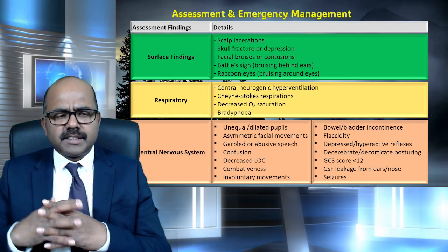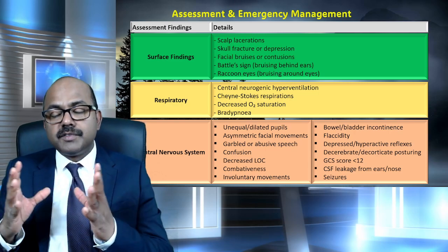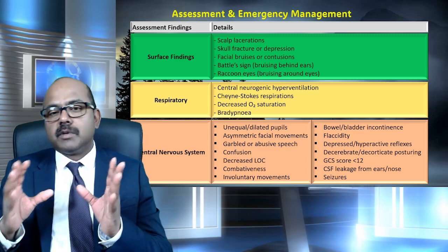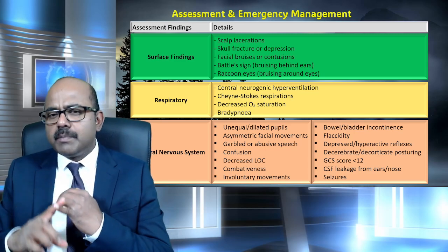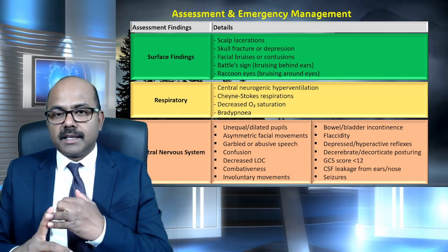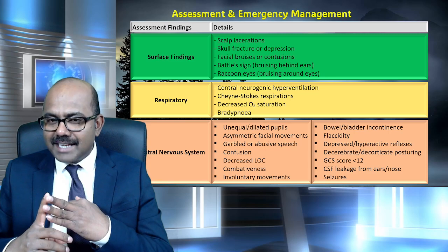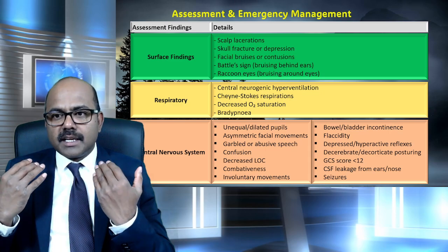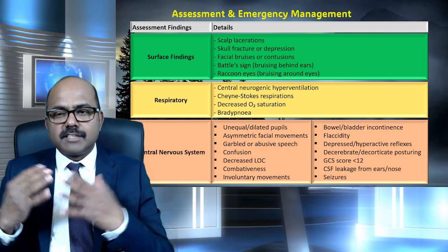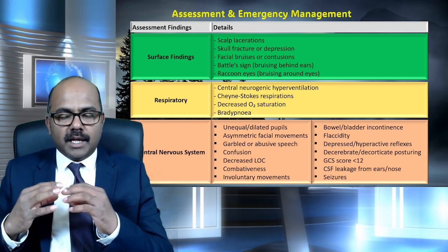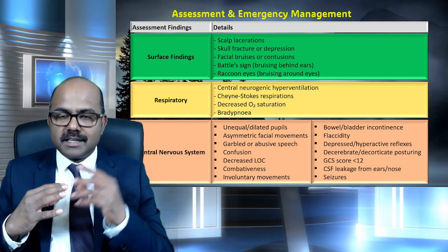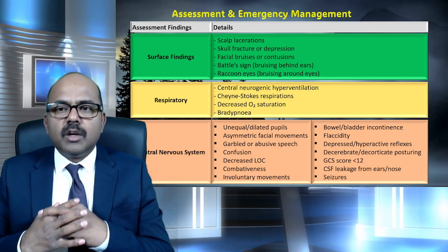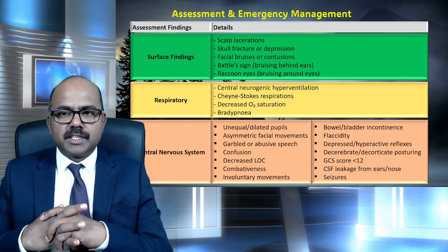When it comes to the CNS assessment, look at the pupils. Pupils give you a lot of information, especially if intracranial pressure is shooting up. If the pupils are unequal, or fixed and dilated, or not reacting to light, then that's a warning sign. Is there any asymmetric facial movement? Look for any signs of paralysis. Ask the patient to smile, and if the lip goes to one side, that means the other side is paralyzed. So look for those kinds of asymmetric facial movements.